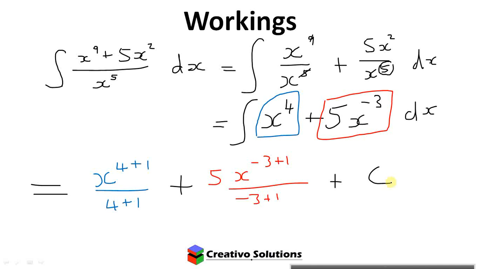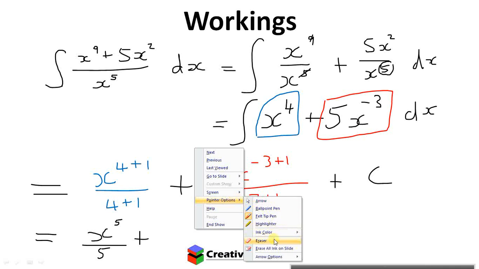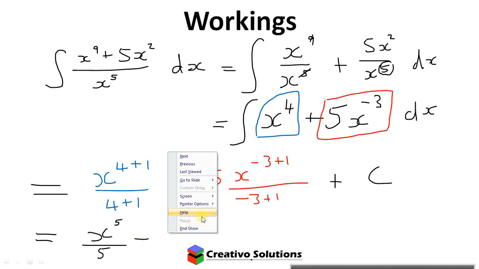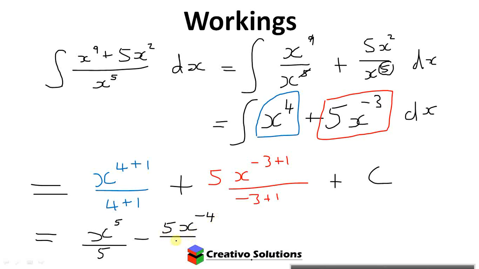Okay, yeah. So if we simplify, the final answer would be what? x to the 5 over 5 plus. Okay, so here I can simplify. Don't write down the plus, it's a minus. Why? Because you've got 5 over minus 4. 5 over minus 4 is minus 5 over 4, or 5x to the 4, x to the minus 4 over 4.